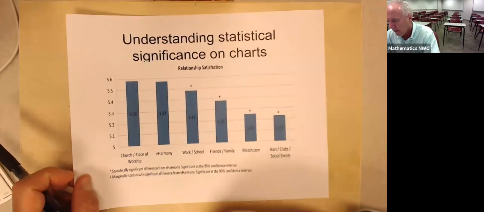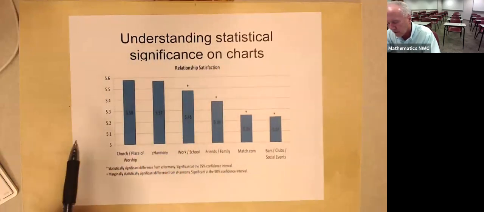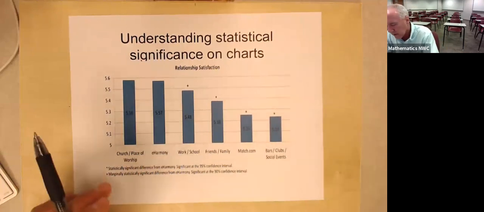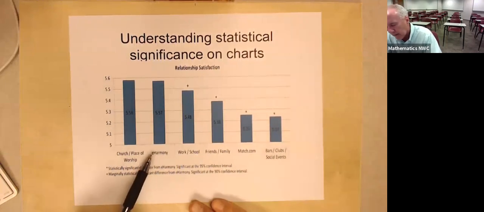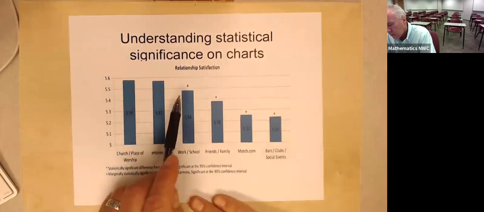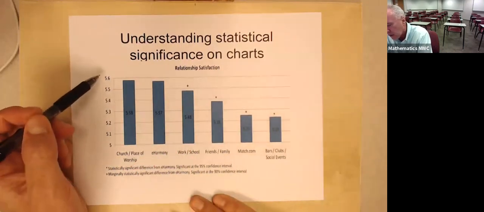Finally, the last concept that we're going to look at is just a little bit tougher to understand. The title says Understanding Statistical Significance on Charts. And you'll see this used a lot in the science fields, in the business fields, etc. This happens to be a bar graph done by eHarmony. So eHarmony is looking at relationship satisfaction. So here's the scale that they're measuring it on.